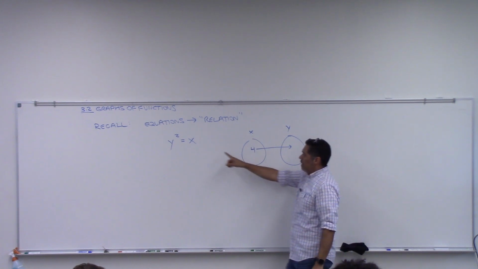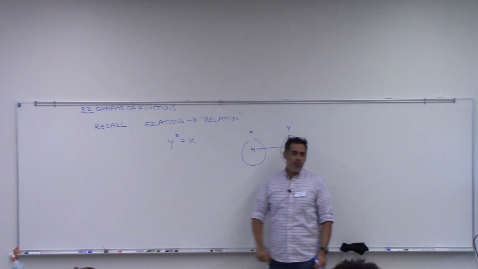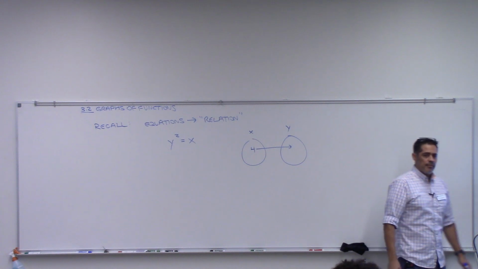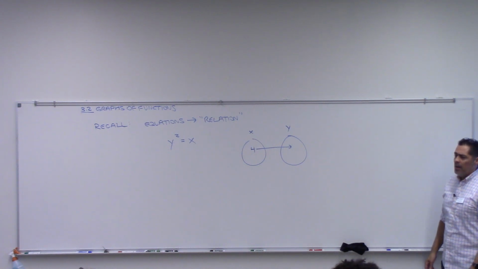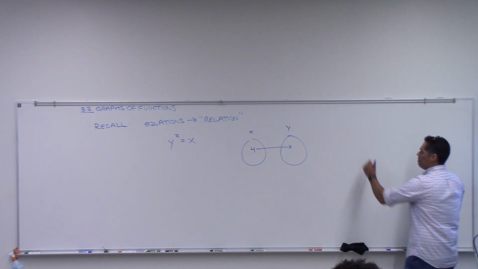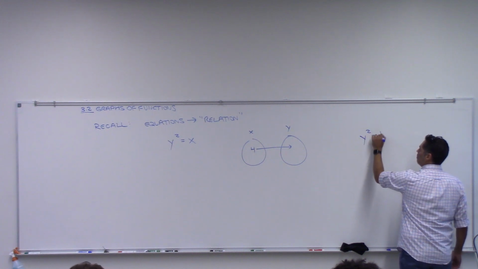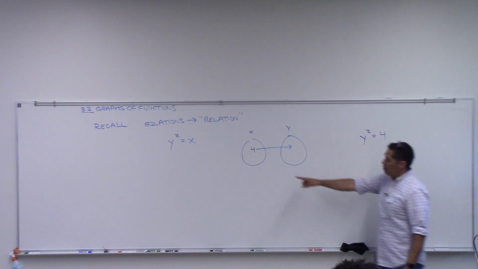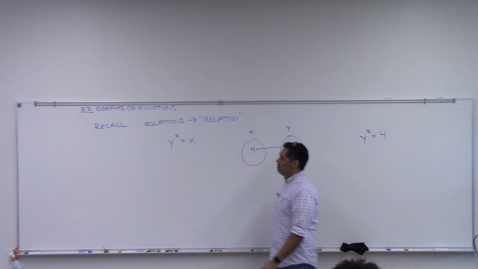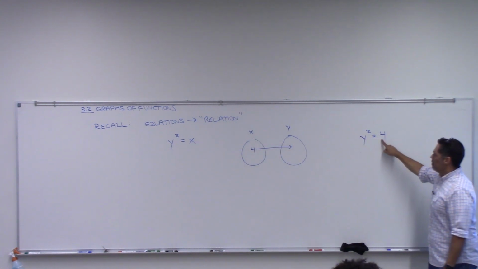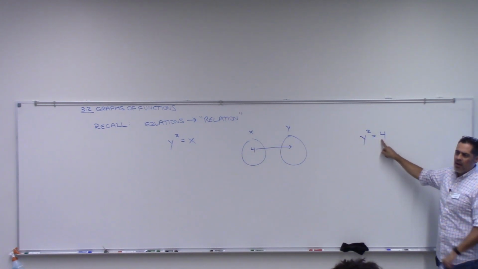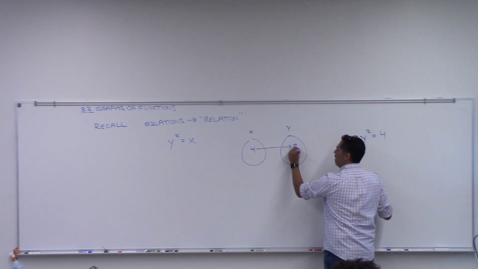So plug in 4 for x. Think about that equation. Is there more than one y or not? Replace x with 4. What number squared gives you 4? -2 and +2, which means there are two values, right?